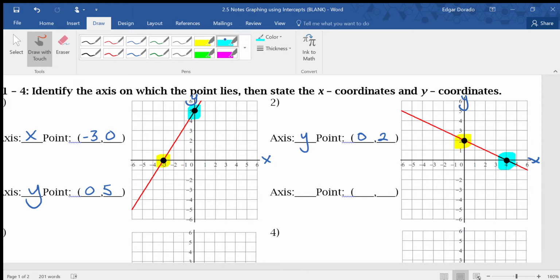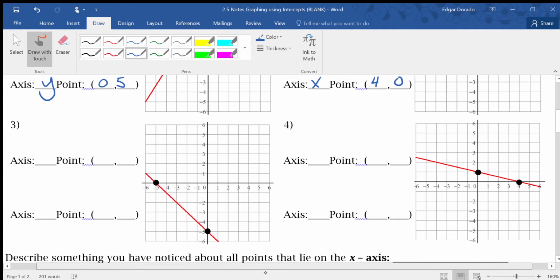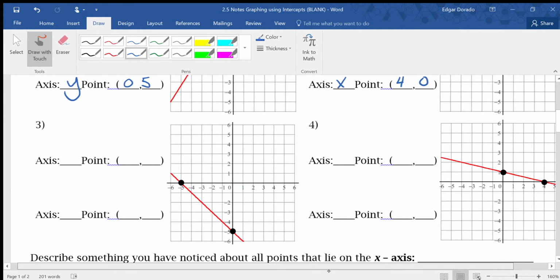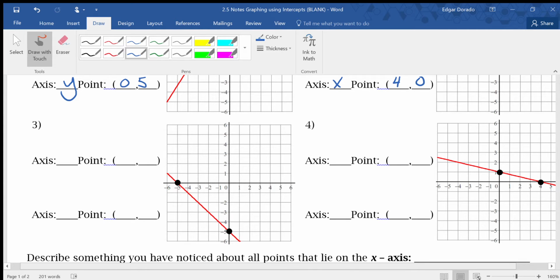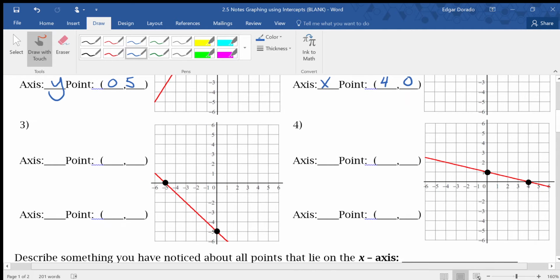Now for this point over here, we're going to go ahead and do the same thing. So let's write our coordinates. So they are 4 comma 0, and our axis is the x-axis. All right, not too bad, pretty simple, huh? So let's go ahead and continue. All right, the reason why we are doing these is because right now we're going to make a few connections with what we are doing, as well as how we can start solving more problems that are a little more difficult, okay?